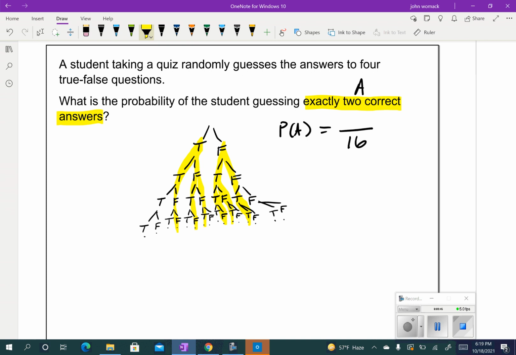Okay, so let's count them up. I got 1, 2, 3, 4, 5, 6. Total of 6. I'm going to come over here. That's how many favorable outcomes I had.